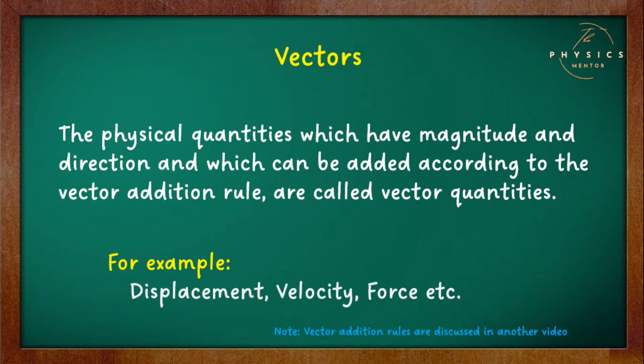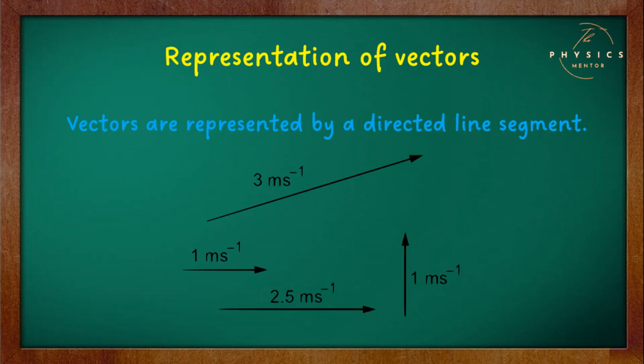Vectors, the physical quantities which have magnitude and direction and which can be added according to the vector addition rule, are called vector quantities. For example, displacement, velocity, force, etc. Let us now consider the representation of vectors.